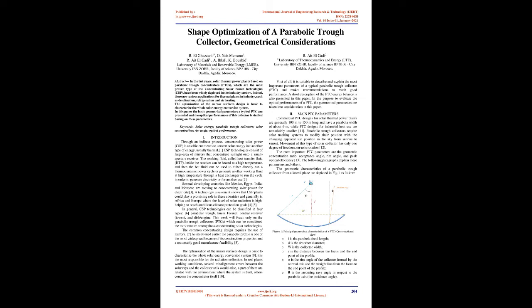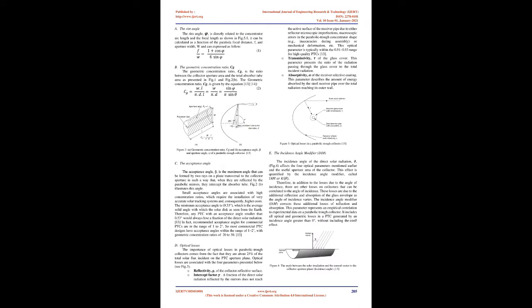The optimization of the mirror surfaces design is basic to characterize the whole solar energy conversion system. It is the most responsible for the radiation collection. In real plants' working conditions, several misalignment errors between the solar rays and the collector axis would arise. A part of them are related with the environment where the system is built, others concern the concentrator itself.